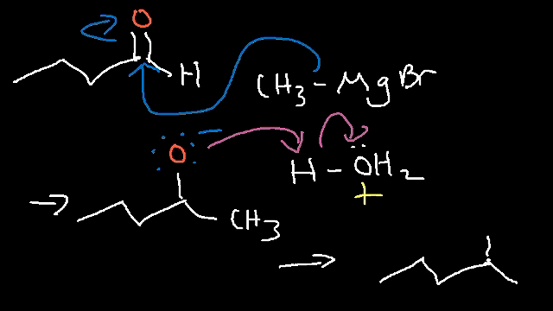Whenever you combine an aldehyde with a Grignard reagent, it produces a secondary alcohol. That is, of course, if the aldehyde has one R group. If you start with formaldehyde, you can make a primary alcohol. If you start with a ketone, you're going to get a tertiary alcohol.